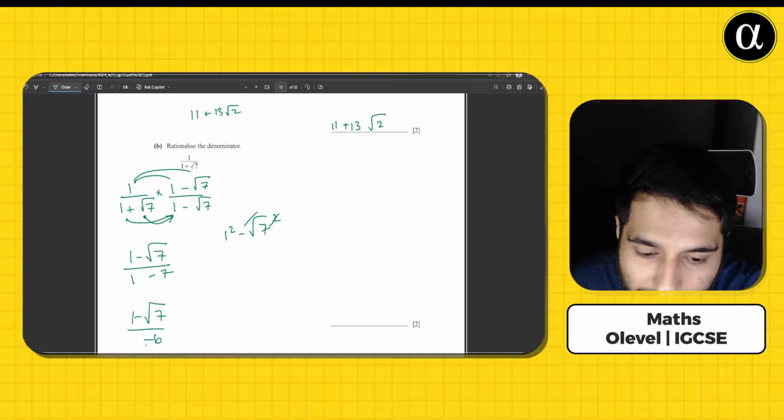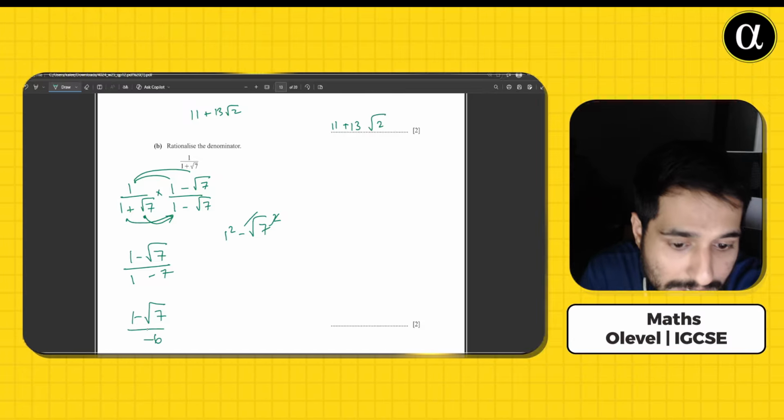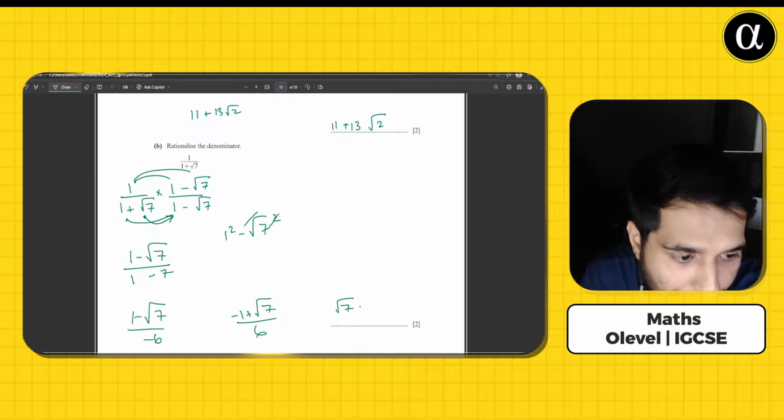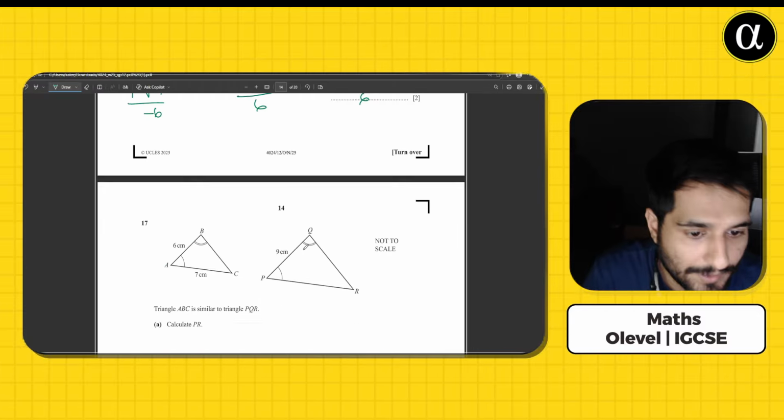Now we need to get rid of this negative sign in the denominator. It's not really nice to write it in the answer. Hence the signs at the top would flip, and this would become minus 1 plus root of 7 upon 6, and this is how we're going to write it. This is going to be the answer, right?